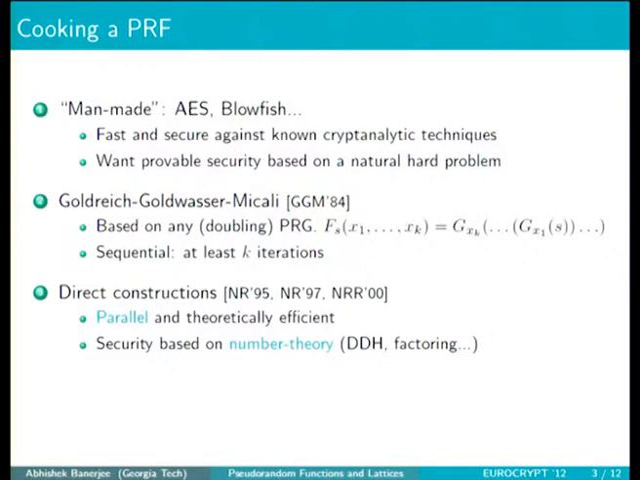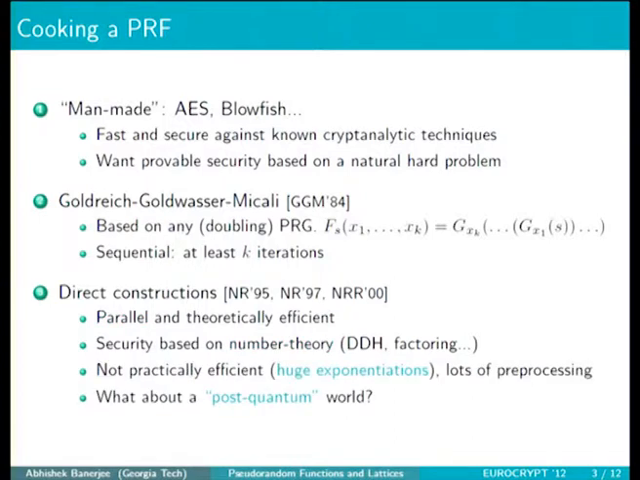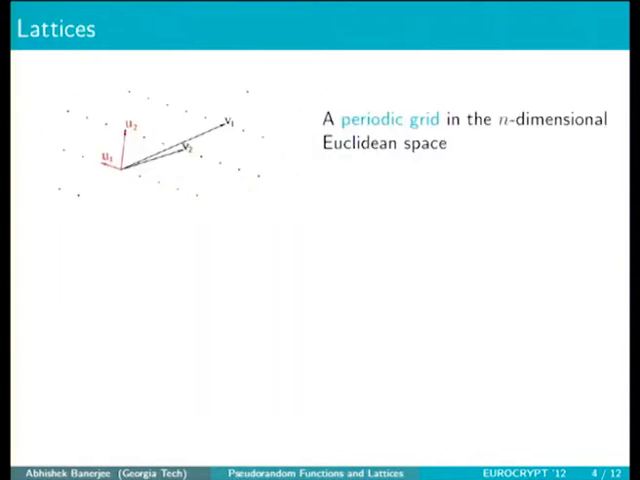Let's talk about how we go about constructing pseudorandom functions. The first method would be these objects: AES, Blowfish, these symmetric crypto primitives. These objects are extremely fast, super efficient. They are used all over, and they're secure against all known cryptanalytic attacks. However, we want some sort of reduction to a complexity theoretic assumption, which has been well studied in theory.